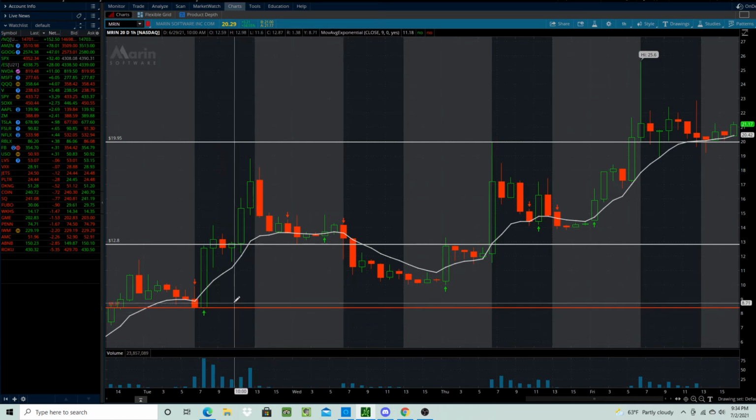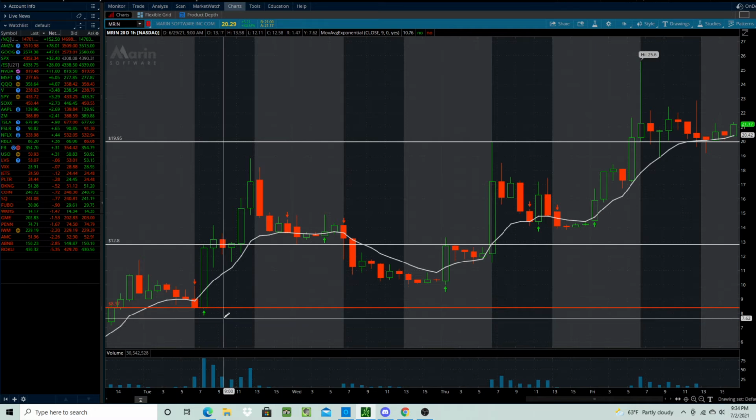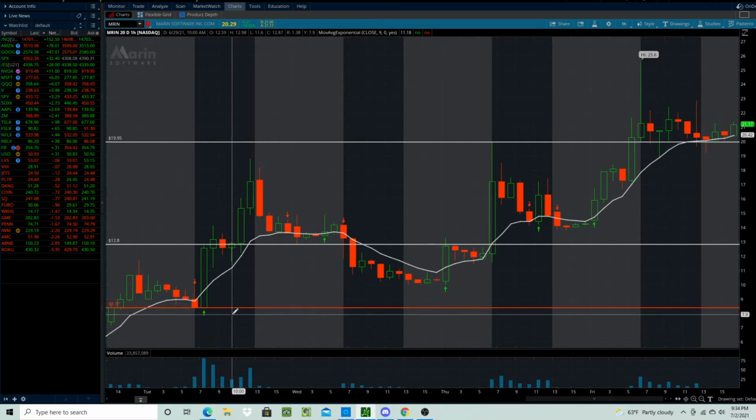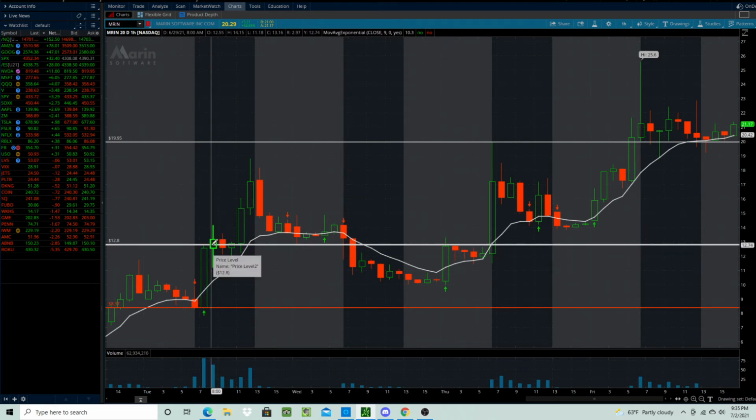So if we do get any close on an hourly candle below this price action here, it's my cue to take my loss, move it along, and look for another trade setup. In this case, this trade worked out perfectly. We got in the trade here.